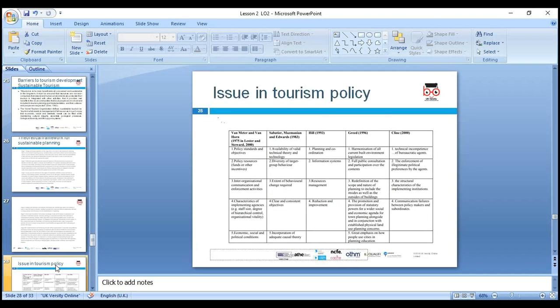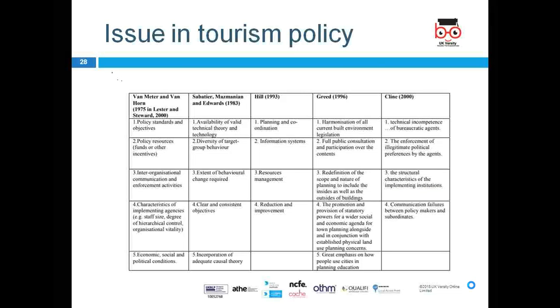We discussed a few issues already, but this is in the different years. Policy, standard, and objective can be an issue. Availability of valid technical theories and technology. Different people look at different technical incompetencies, bureaucratic organizations, and different approaches. So we can look around at economic, social, and political conditions, and incorporation of adequate causal theories.